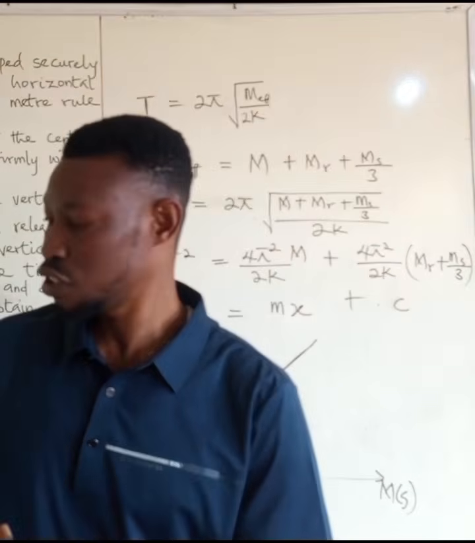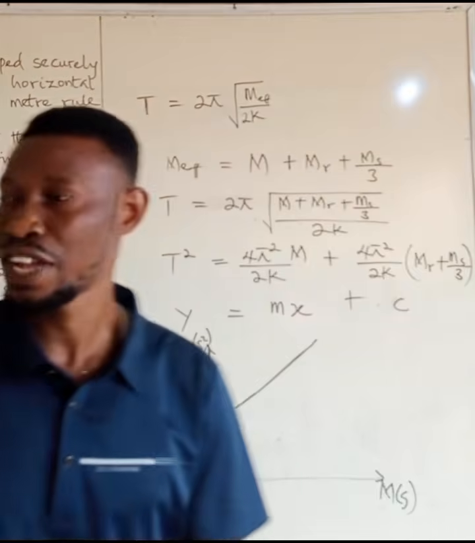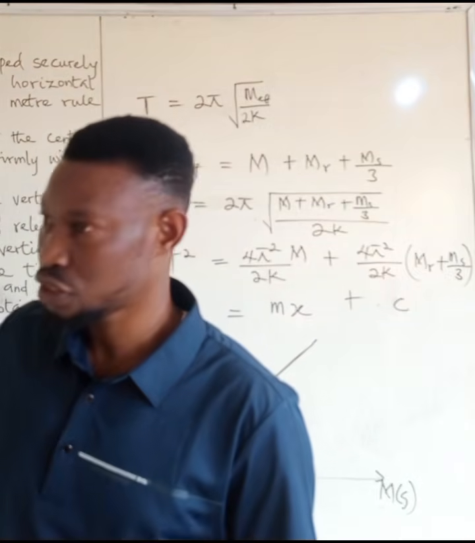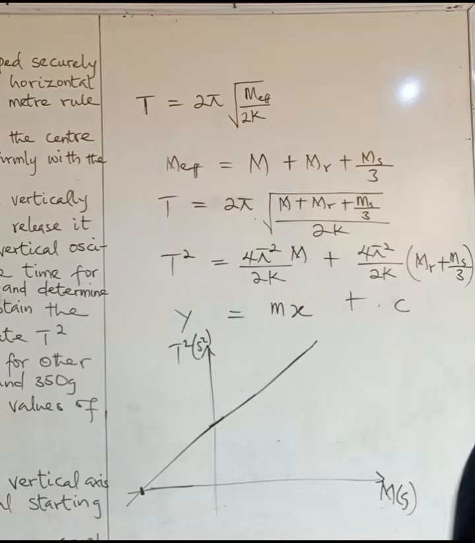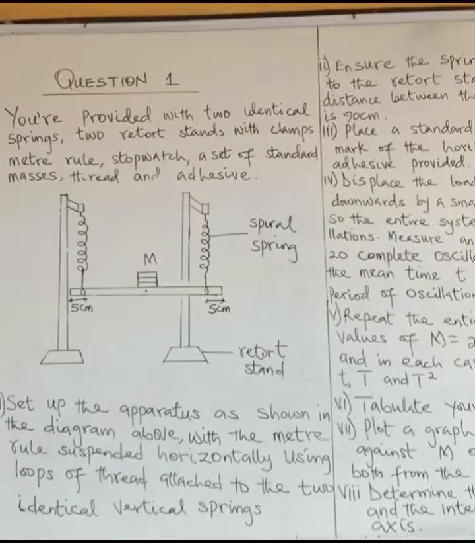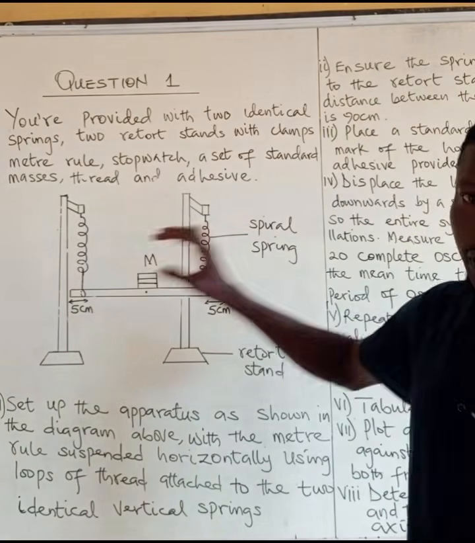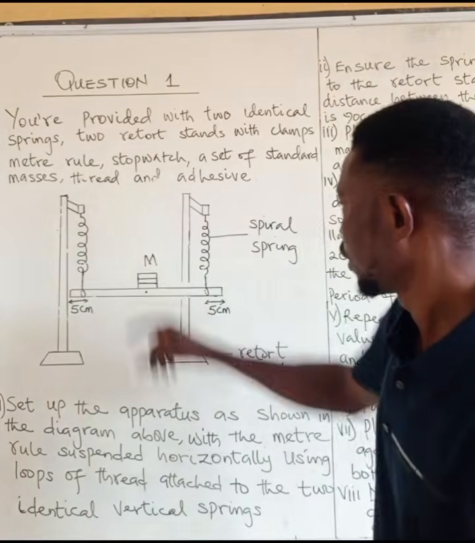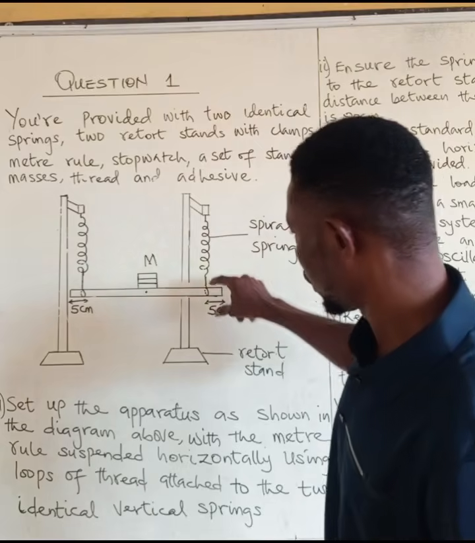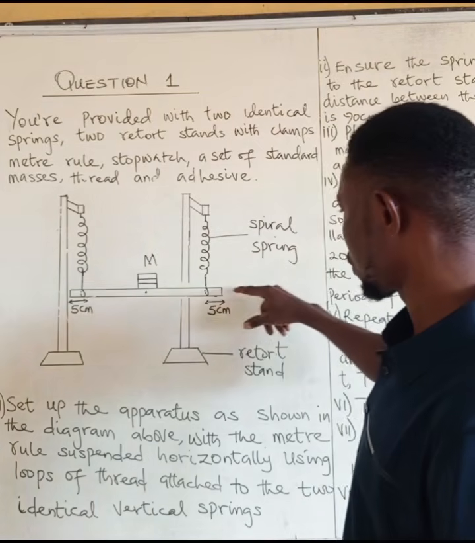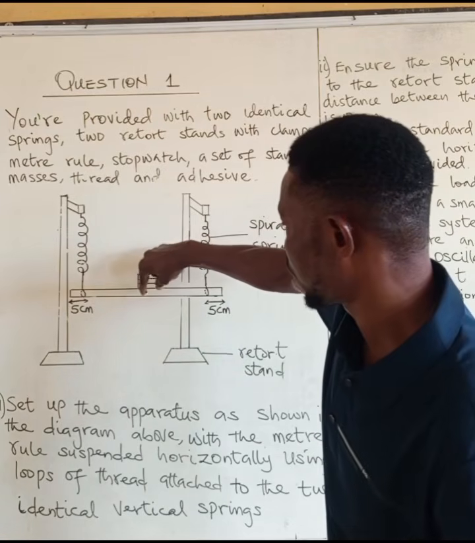So I'm going to move on to show you how the experiment should be conducted. And I'll have clear procedures that will guide you on how to conduct this experiment. So here you have the setup, the diagram for the experiment. This is a rotor stand, this is another rotor stand. These are two spiral springs. This is the meter rule suspended horizontally from the two spiral springs, and these are your standard masses placed at the midpoint.